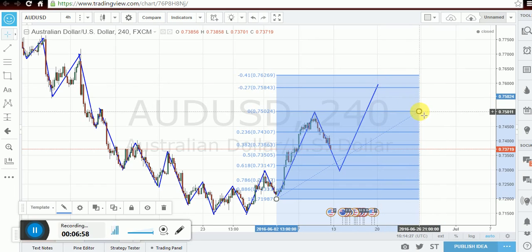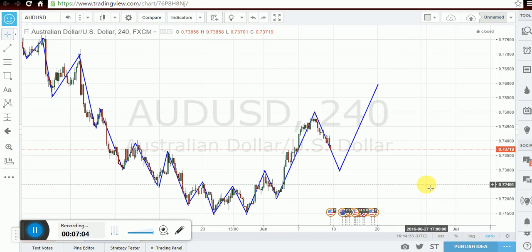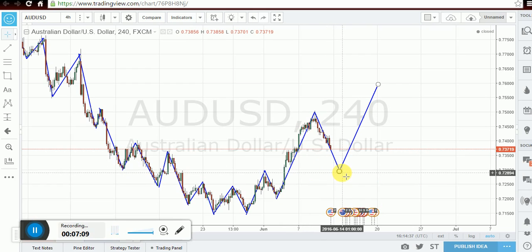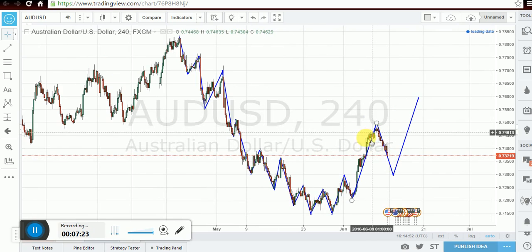So this is going to be the first trading opportunity that you should be keeping an eye on as we head into this week of trading. Potentially to get long at around 72.90s and a target at around 75.90s. But that's a 300 pip move. So what happens if the market does that?